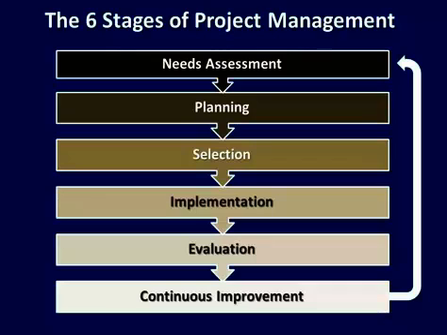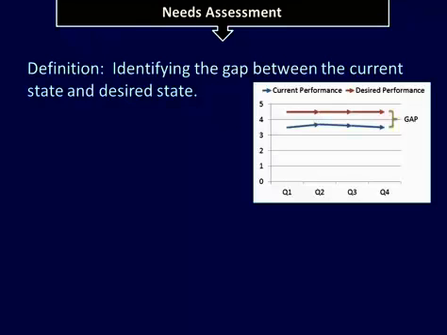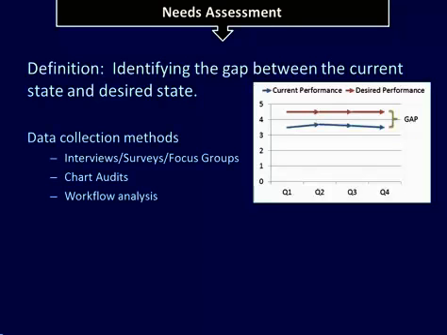Continuous improvement often leads to a needs assessment, so it is a continuous process. The needs assessment is the gap between the current state and the desired state, as you can see in the graph to the right, the current performance and the desired performance. There are different ways to collect this information to identify how you can get to that desired state. Data collection methods such as interviews, chart audits, which is typically used for quality indicator research, workflow analysis.